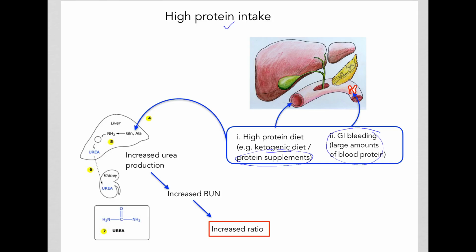So there's a lot of proteins coming from the GI tract, which means when the liver catabolizes these proteins, it's going to give you a lot of ammonia. The ammonia has to be detoxified to form a lot of urea, so there's going to be increased urea production, which is going to increase the BUN and therefore increase the ratio.